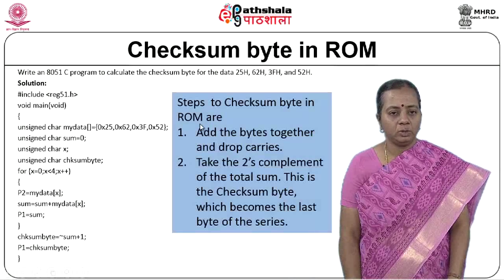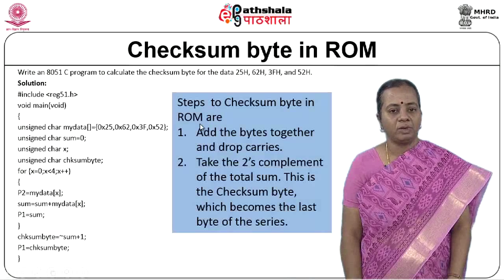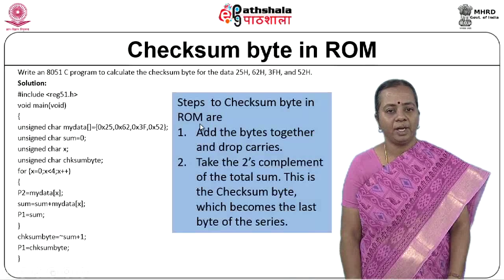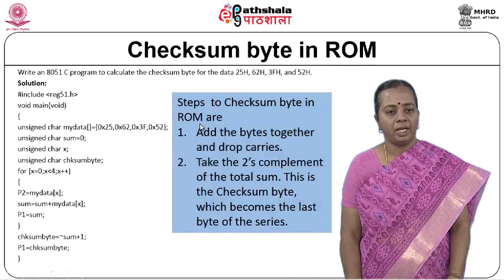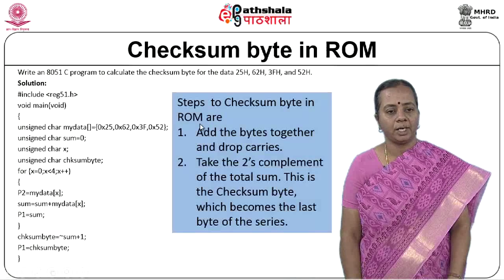So if I want to create a checksum byte, then I have to take whatever data I have been given in this particular code and add it. After adding it, this has to be converted into 2's complement. That will be the checksum byte. Now the program gives you that 25H, 62H, 3FH and 52H are the input data set. So I made my data an unsigned character array, mydata, where I have inserted 0x25, 0x62, 0x3f and 0x52. So all 4 input data are pushed into my character array mydata.